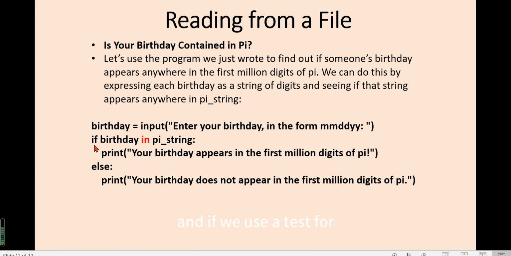Then we use a conditional test. If birthday in pi string, where the pi string is 1,000,002 characters long. So we write: if birthday in pi string, then print 'Your birthday appears in the first million digits of pi.' Else, if not, we'll print a message.